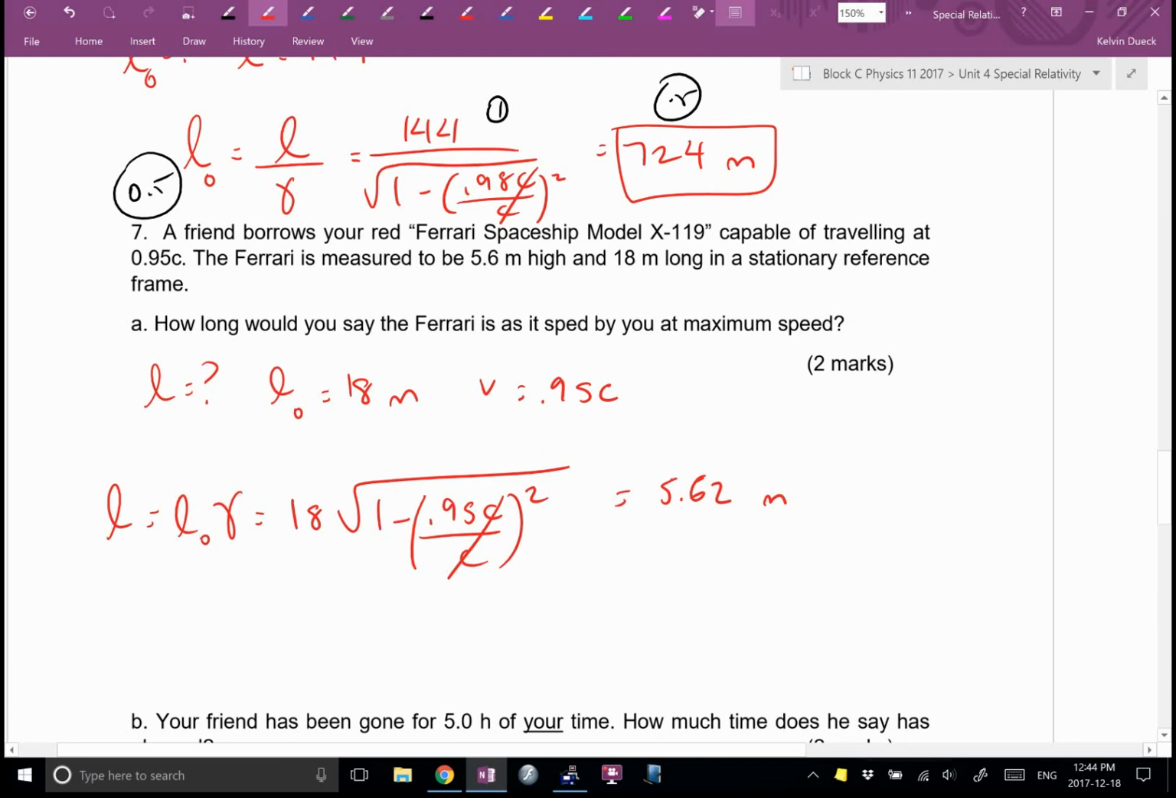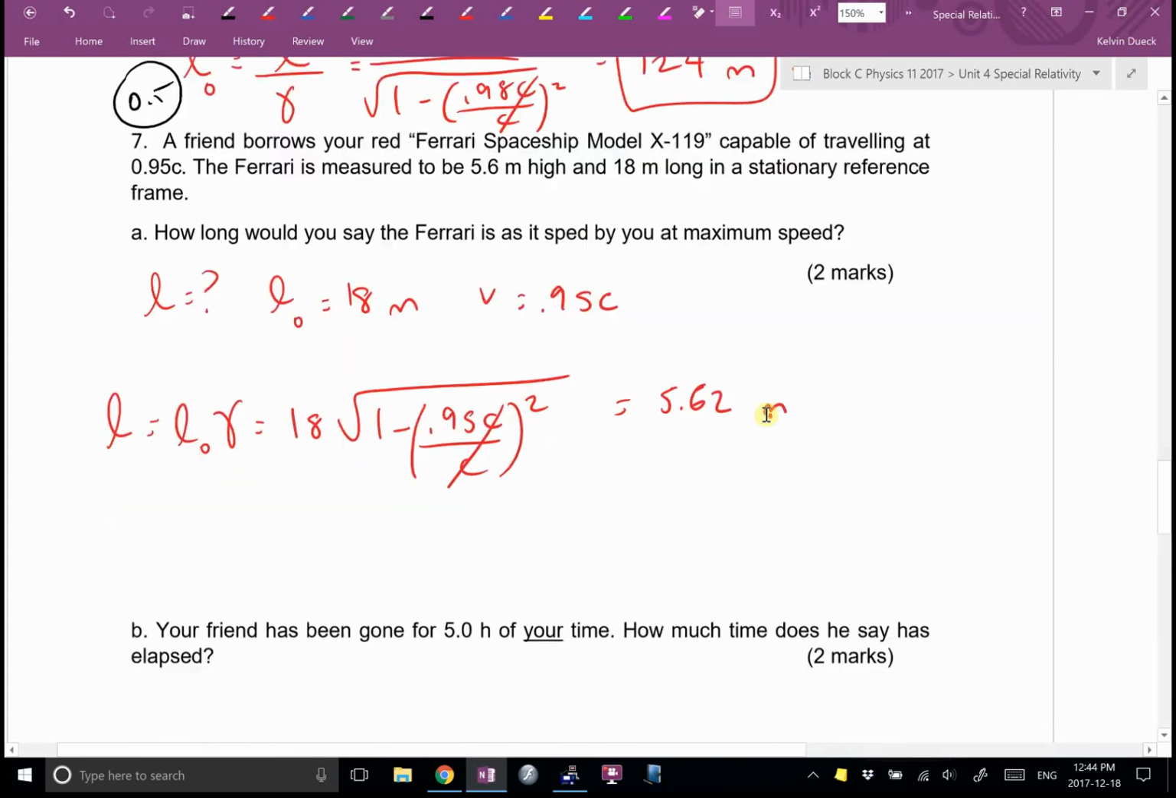By the way, what was the original width? What's the question say? 5.6. What's our relativistic length? 5.62. This long rectangular Lamborghini would look almost square now. Very close. In fact, probably your eye wouldn't be able to tell that it wasn't square because those are so close together. I doubt your eye could pick the 2 centimeter difference. Did you do that on purpose? Maybe.